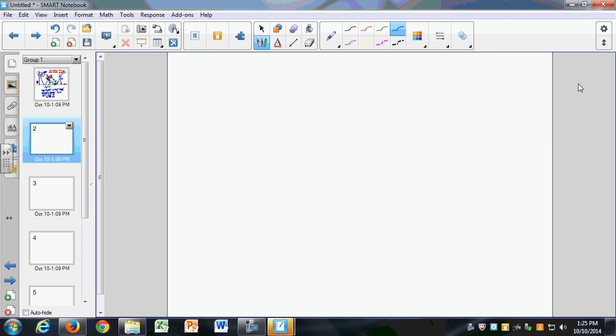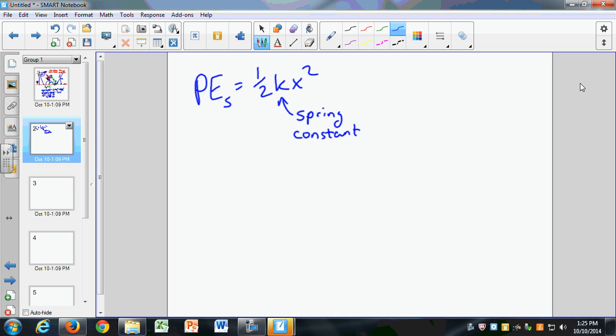We'll get into this next class, but elastic potential energy, I think I call it PES, is equal to 1/2 kx squared. So this is like the rubber band. K is the spring constant, and x is the elongation.